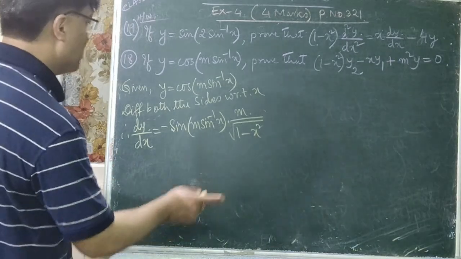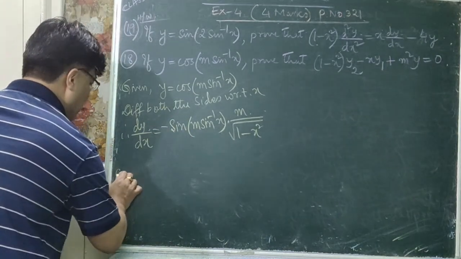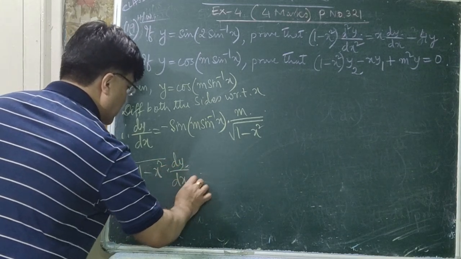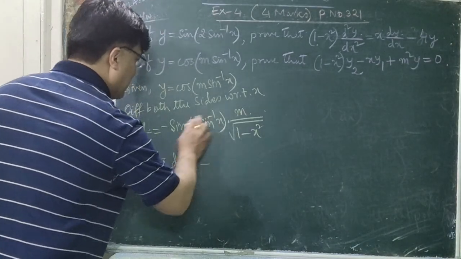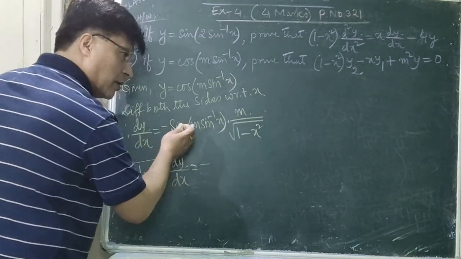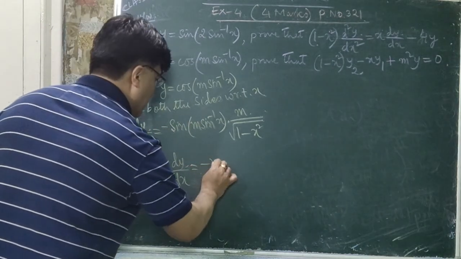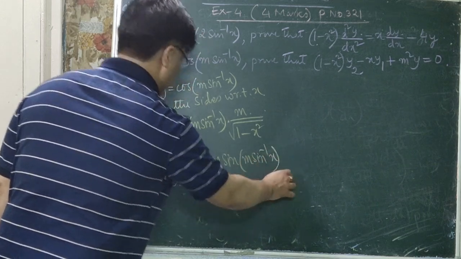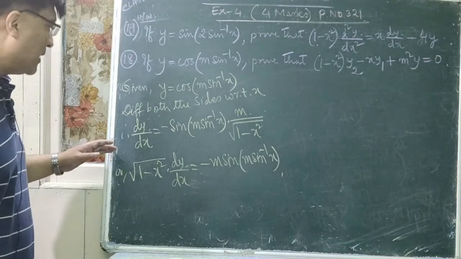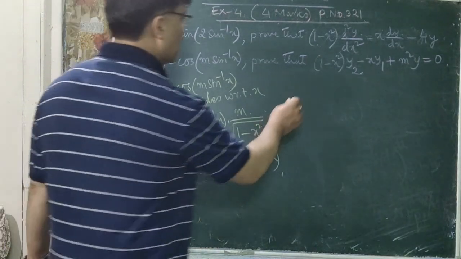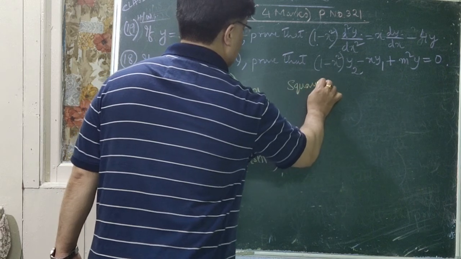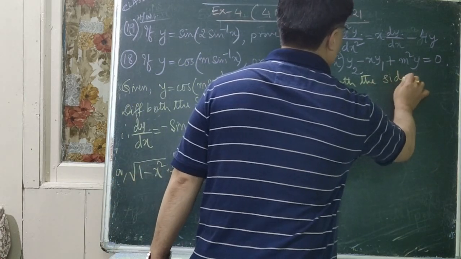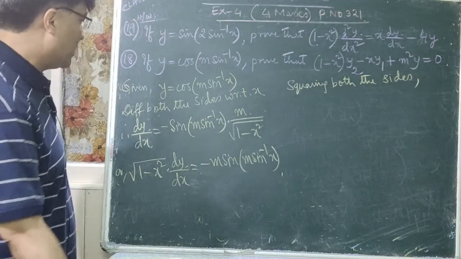So now you can do cross multiplication here. You can do cross multiply, or root over 1 minus x square into dy by dx, which is equal to minus m is taken outside, that is before sine you write m, minus m sine of within bracket m sine inverse x. Is that clear? Now let us remove this square root. Okay, so squaring both the sides. So what do we get?